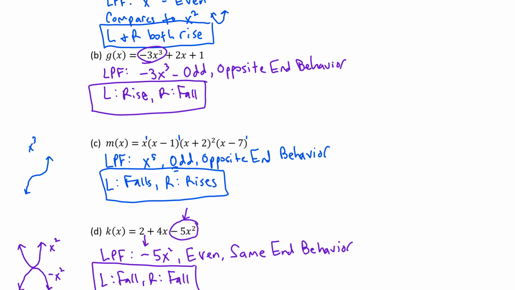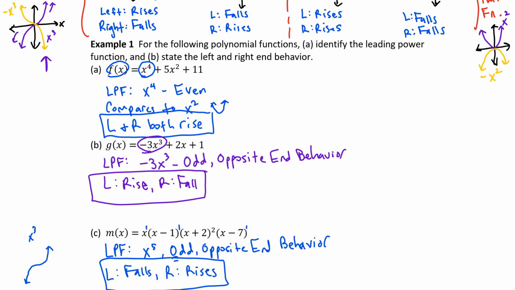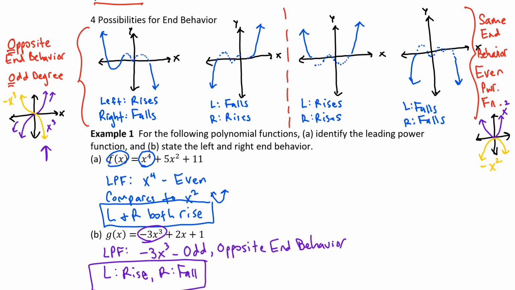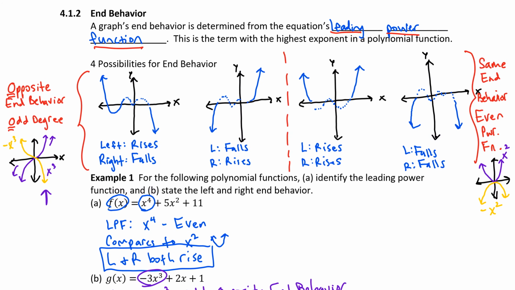So the big idea on this section, to determine what happens on the far left and right sides of a graph, we identify the leading power function, and we make the observation, is it even or is it odd? If it is odd, it's going to follow the same behavior as either positive x cubed or negative x cubed, depending on the sign of the leading coefficient. If it is even, then the graph is going to follow the same behavior of either positive x squared or negative x squared, again, depending on the sign of the leading coefficient.